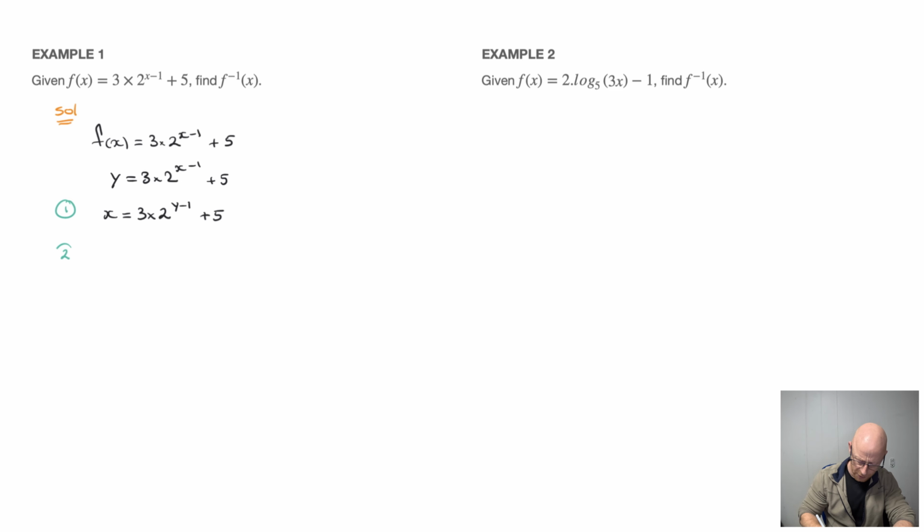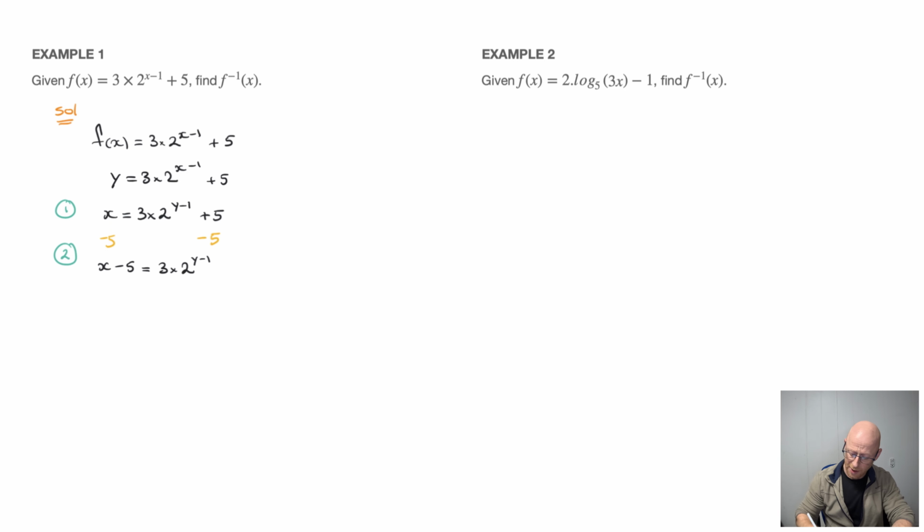So we move on to step 2. Now, in step 2, our goal is to rearrange this in order to make y the subject. And for an exponential function like this one, the first thing we'll do in order to do that is isolate this exponential term. That's the 2 to the power of y minus 1 that we have here. And so with that goal in mind, the first thing I'll do is get rid of this 5 that's being added to the right-hand side, which I do by subtracting 5 from both sides of this equation, so that we get x minus 5 equals 3 times 2 raised to the power of y minus 1.